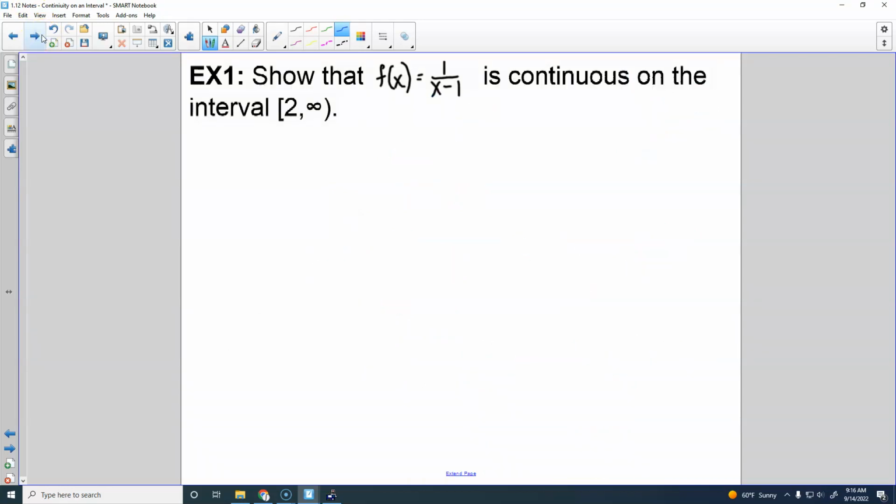Okay? Show that f of x equals 1 over x minus 1 is continuous on the interval from 2 to infinity. Now, is 1 over x minus 1 continuous everywhere? No. Okay? Specifically, Grace, where is 1 over x minus 1 discontinuous? 1, right?